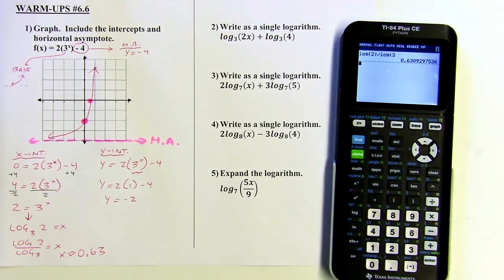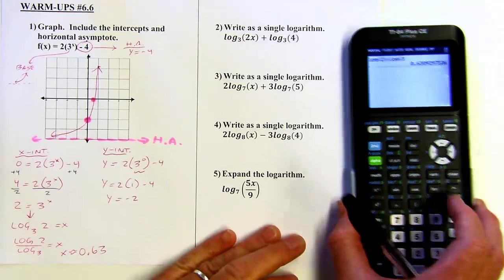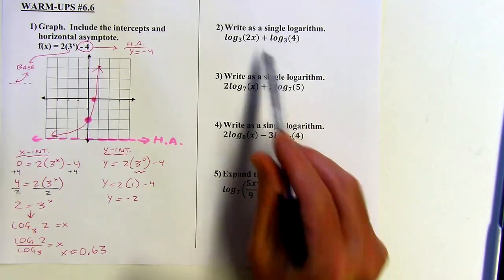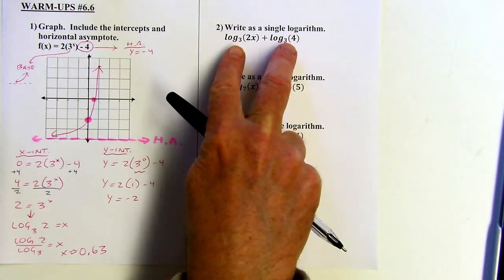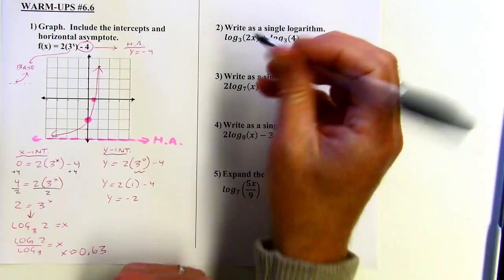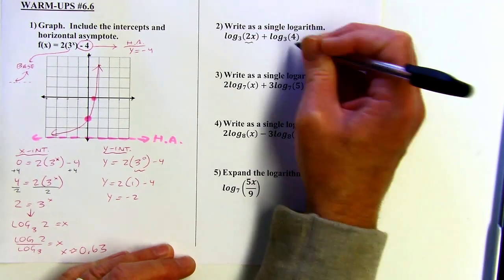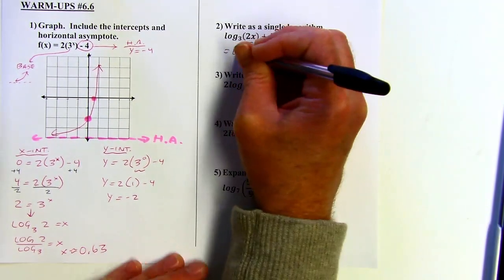Okay. All right, the rest of these problems we're going to be combining logs. So write as a single logarithm. Well, when you have the same base, you can combine logs. When we're adding logs of the same base, that means we're going to take the contents and multiply them together when we combine it.